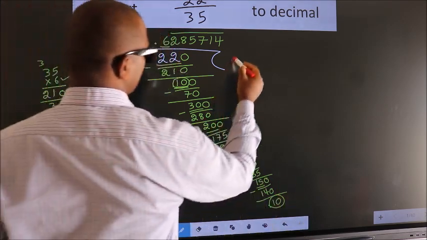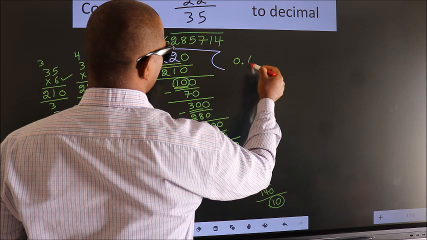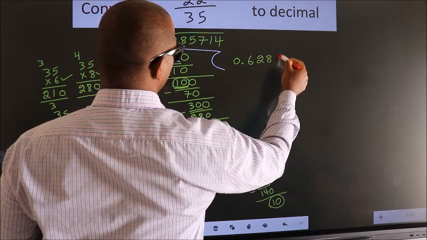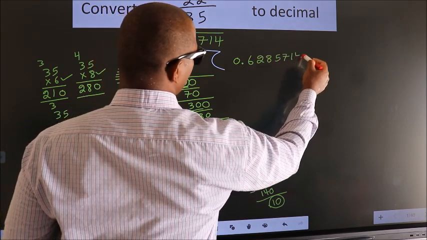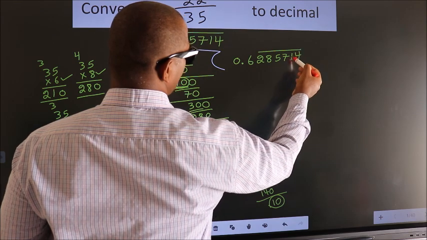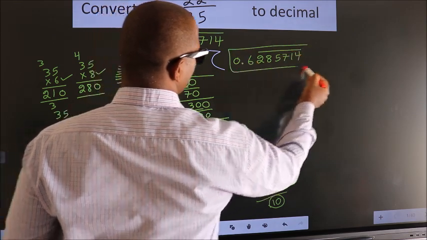Therefore, our answer is 0.6285714, with a bar on these numbers. This is our answer.